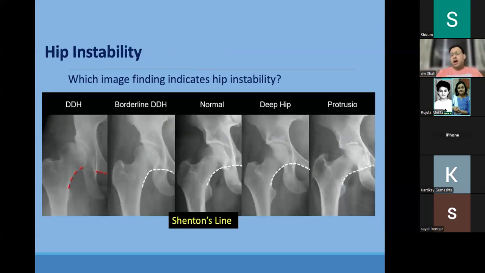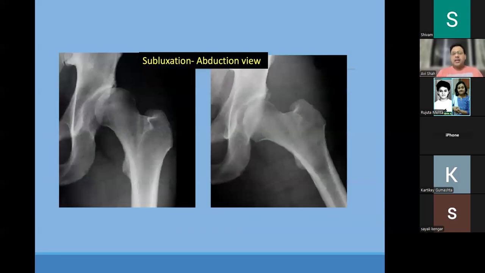Next is how do you assess instability? One of the most common things which we have always learned is Shenton's line. Any break in Shenton's line is a soft sign for instability. Second is hip subluxation. Every subluxed hip, always get an abduction view. If in the abduction view, the hip nicely goes inside, this basically tells us that the subluxation is because of the acetabular deficiency.